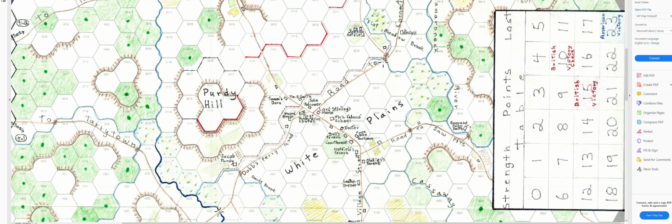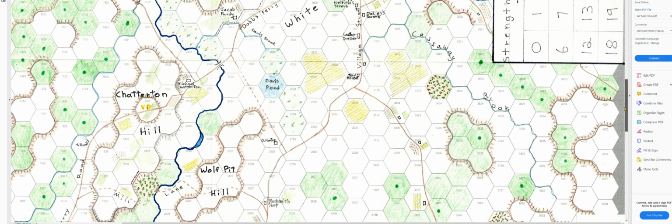Although almost half his army is militia, which is very suspect, particularly in this opening phase of the war, he is ready to receive an attack on this ground. The problem is he overlooked Chatterton Hill. If you can scroll back down to Chatterton Hill for me.